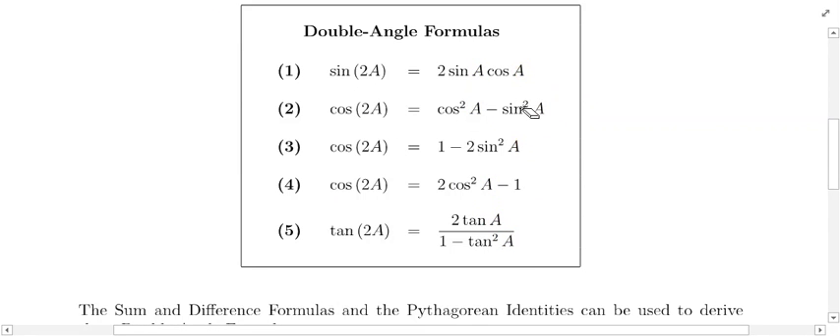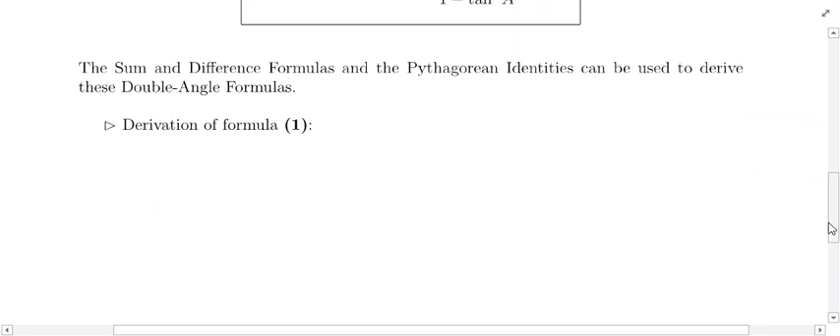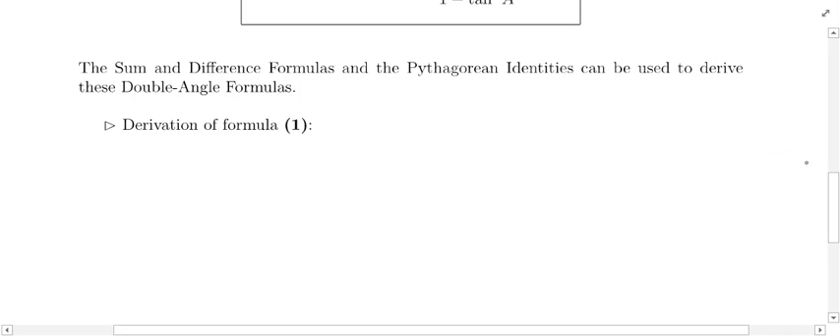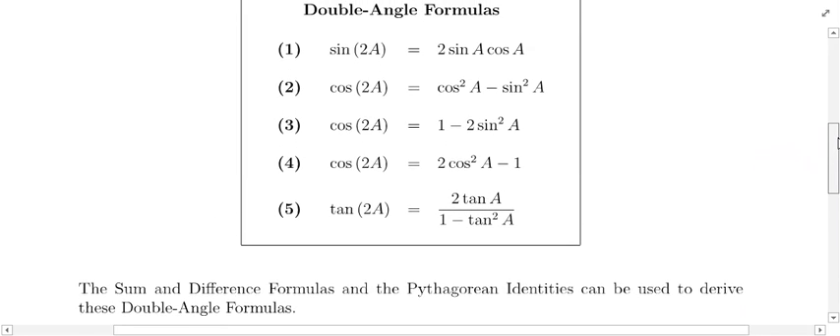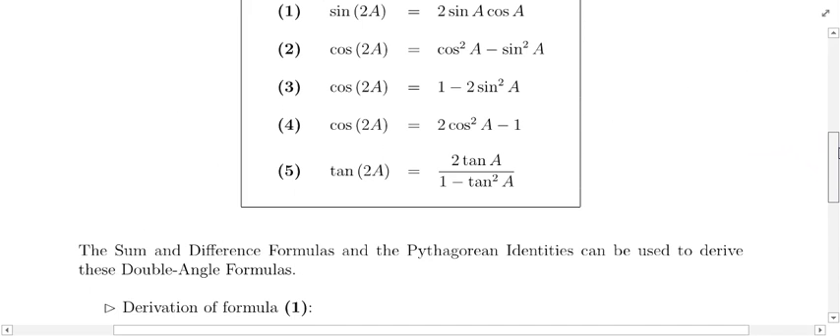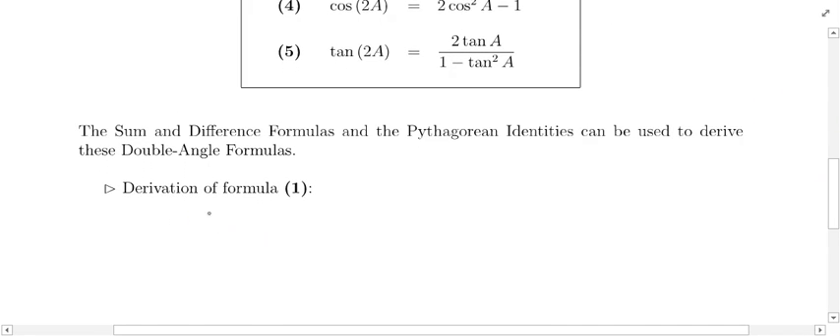These are pretty useful and you may use them pretty often, so I'm going to show you where they come from. Below the box, it says the sum and difference formulas and the Pythagorean identities can be used to derive these double angle formulas. We're going to walk through the process. The first thing I'm going to derive is the first equation, where the sine of 2A comes from. If I have the sine of 2A, this is the sine of the angle 2A. I'm going to rewrite it as A plus A.